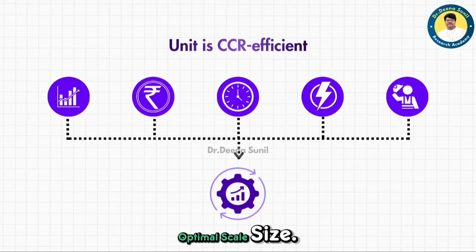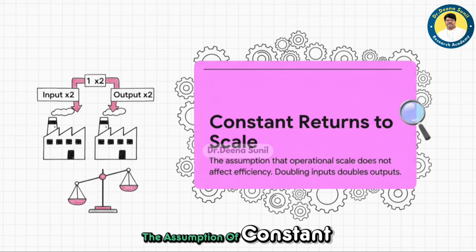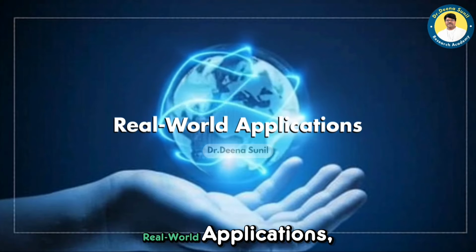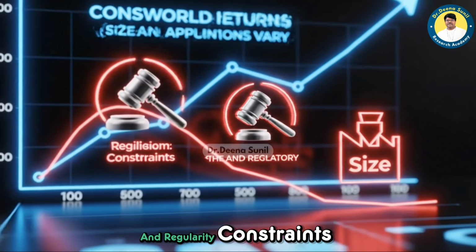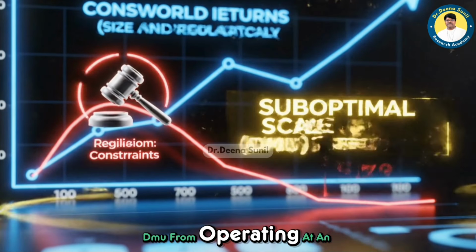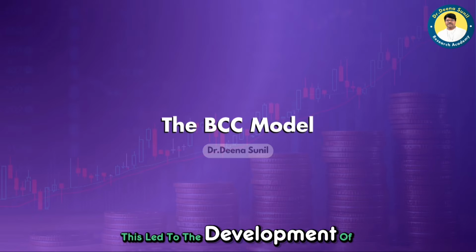While CCR is powerful, the assumption of constant returns to scale may not hold true in many real-world applications, especially when factors like size and regulatory constraints prevent the DMU from operating at an optimal scale. This led to the development of the BCC model.